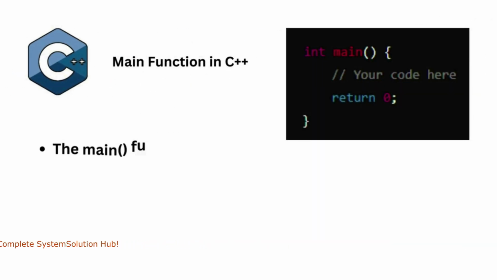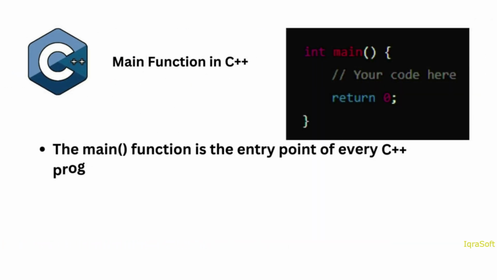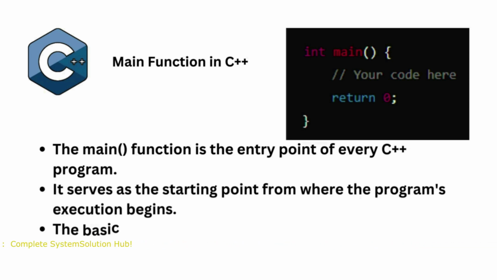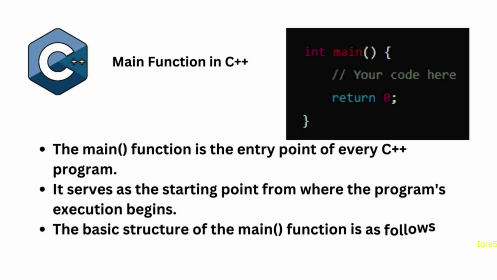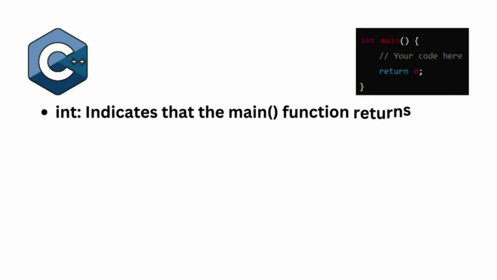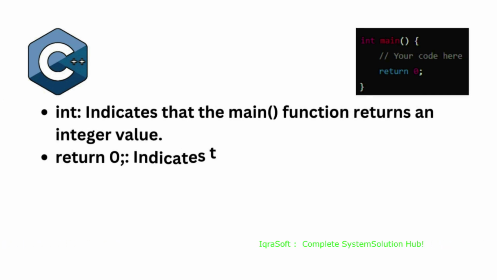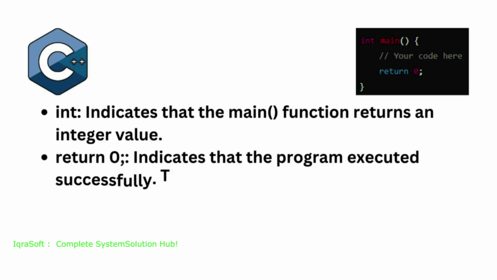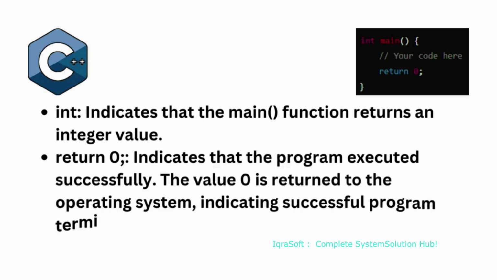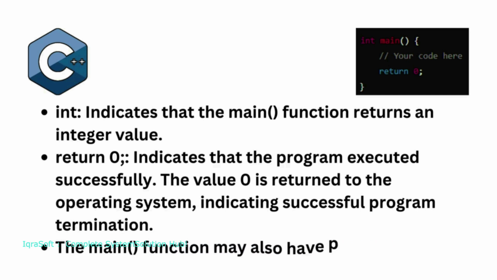Main function in C++. The main function is the entry point of every C++ program. It serves as the starting point from where the program's execution begins. The basic structure of the main function is as follows. Int indicates that the main function returns an integer value. Return 0 indicates that the program executed successfully. The value 0 is returned to the operating system, indicating successful program termination.